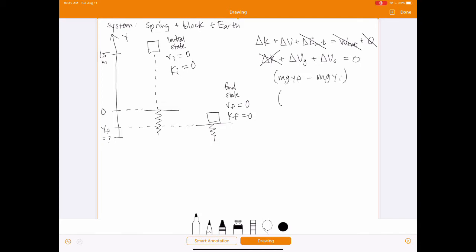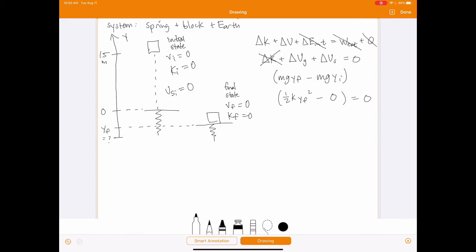Well, what I'm going to have in this case is 1/2 K. And remember, for spring potential energy, it depends on how much the spring is being compressed. So it's being compressed by an amount y final, shown in the diagram. And we square that. And then I subtract the initial spring potential energy. But guess what? That's 0 because the spring starts off not compressed at all. Okay, and then that is all equal to 0. So that's our conservation of energy equation.